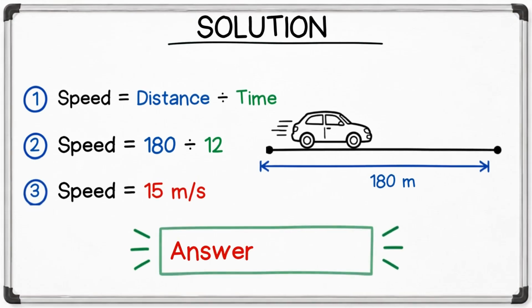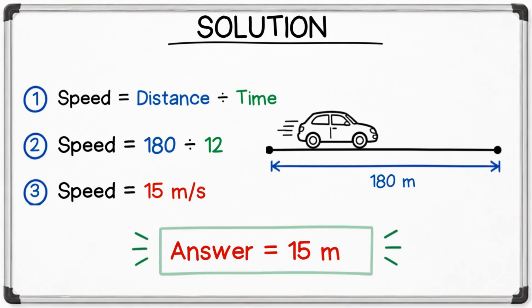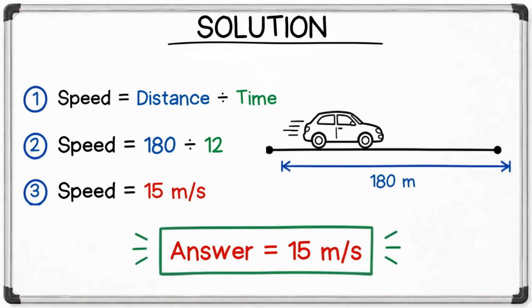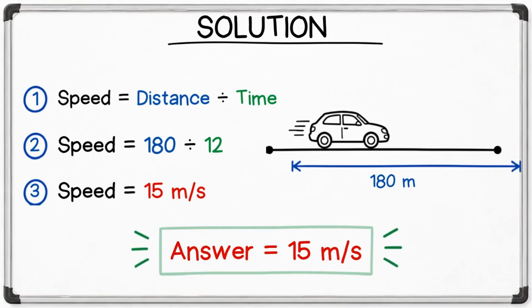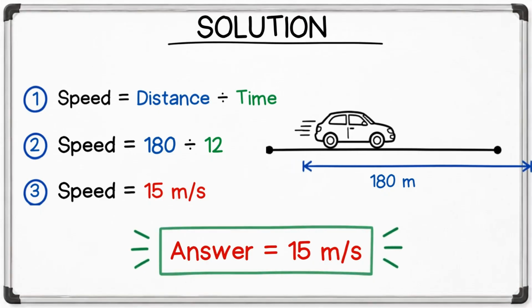The distance is 180 meters and the time is 12 seconds. So, 180 divided by 12 gives 15. Therefore, the speed of the car is 15 meters per second. Now let us look at velocity.